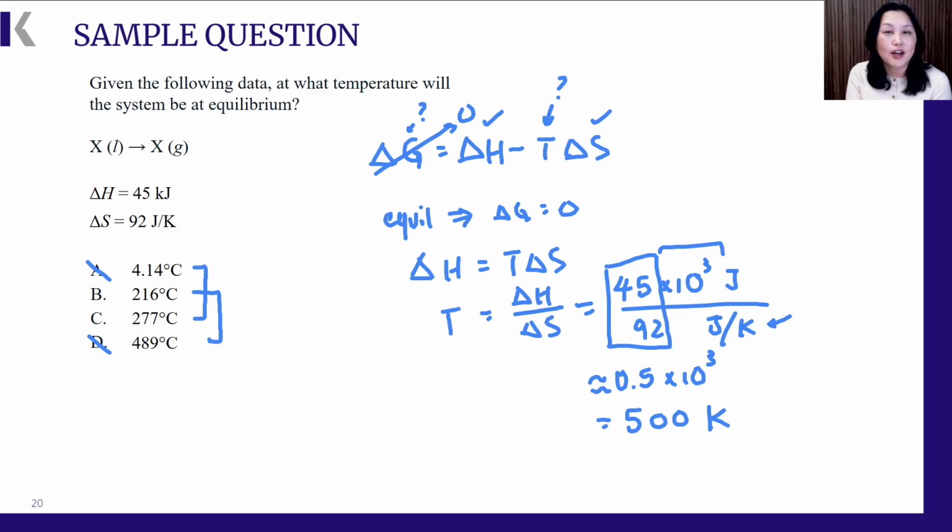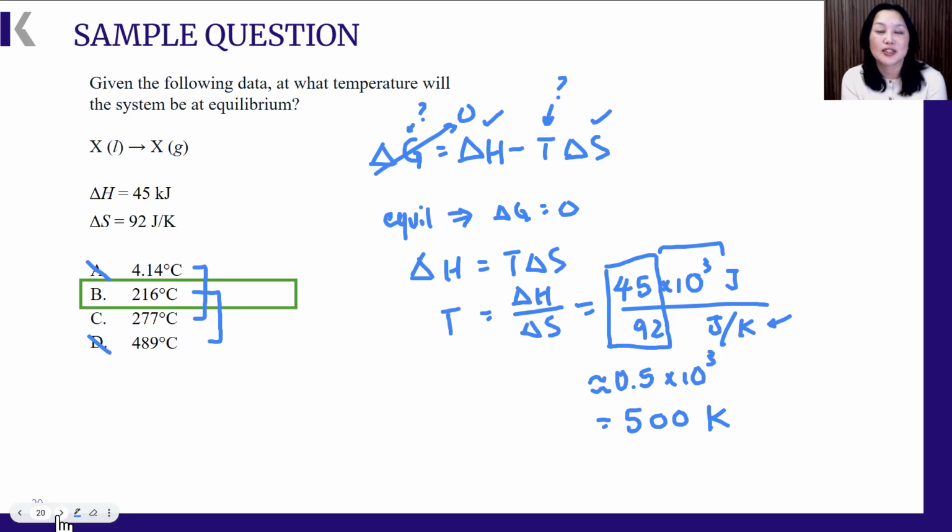If I take 500 and I subtract 273, am I going to get a number that is below 250 or above 250? Since I'm subtracting a number that is greater than 250, the number I should have remaining is less than 250. So I don't know exactly that it is 216 degrees Celsius, but I know it's definitely not C. And so the correct answer here, from a strategic, efficient point of view, is answer choice B. Okay, so that's how I would be approaching a question like this one.